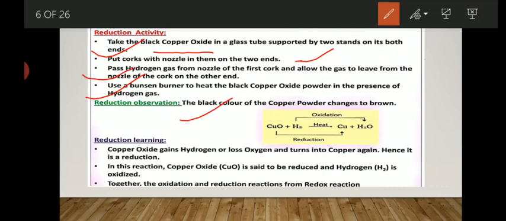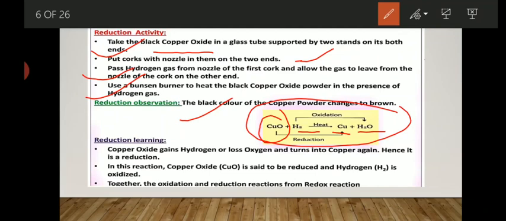When copper oxide reacts with hydrogen, immediately what happened? The color of copper oxide changes from black to brown. Now what exactly happened here? Copper oxide reacted with hydrogen gas and underwent a reduction process and loses its oxygen. Similarly, hydrogen gas gains oxygen from copper and undergoes an oxidation process. So in this reaction we are able to see oxidation as well as reduction. So this type of reaction is known as a redox reaction.